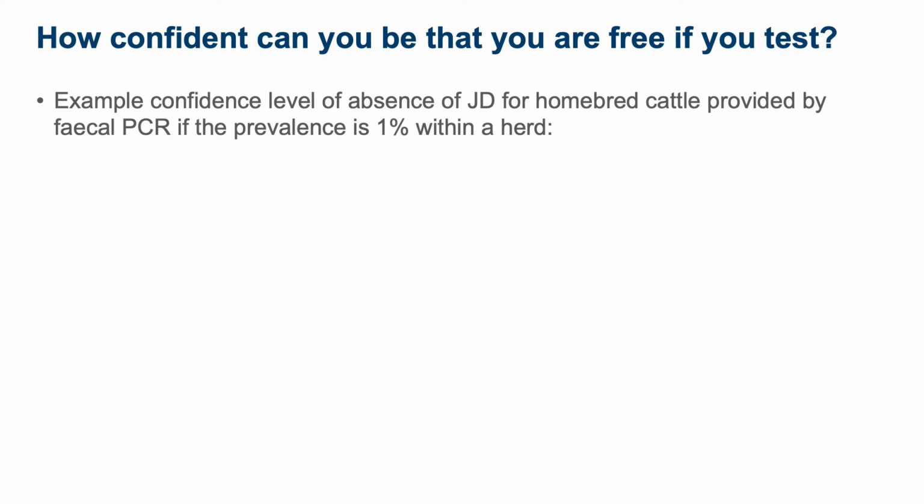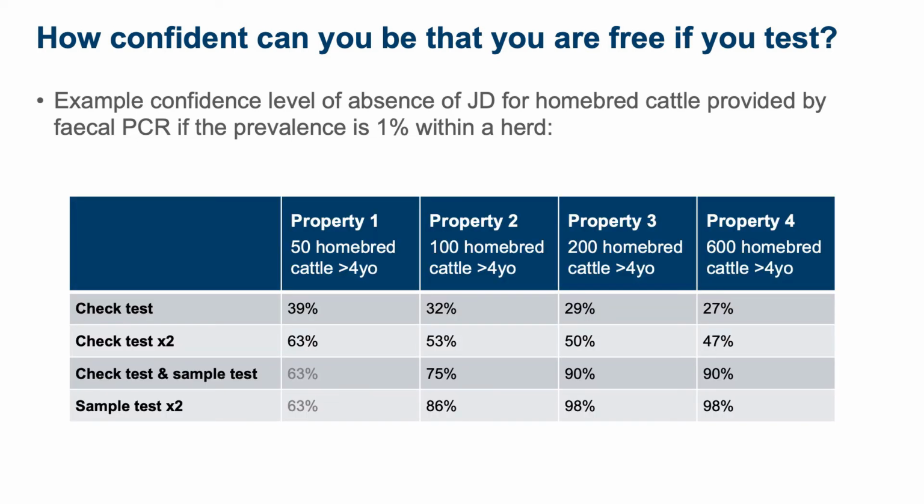Well, as we already said, the larger the number of animals tested with negative results, the more confidence you can have in the results. If cattle are shedding intermittently, the more cattle you test, more often, the more likely you are to detect JD. So let's say that property 1 has 50 homebred cattle that are 4 years of age. If the property does just one check test, testing 50 head, their confidence would be 39%, which is very low. Repeating testing will always increase your confidence.